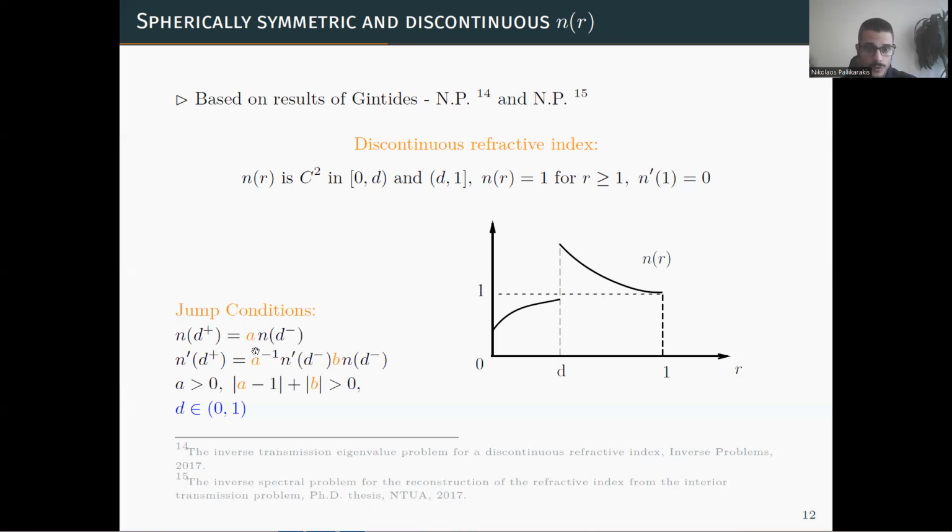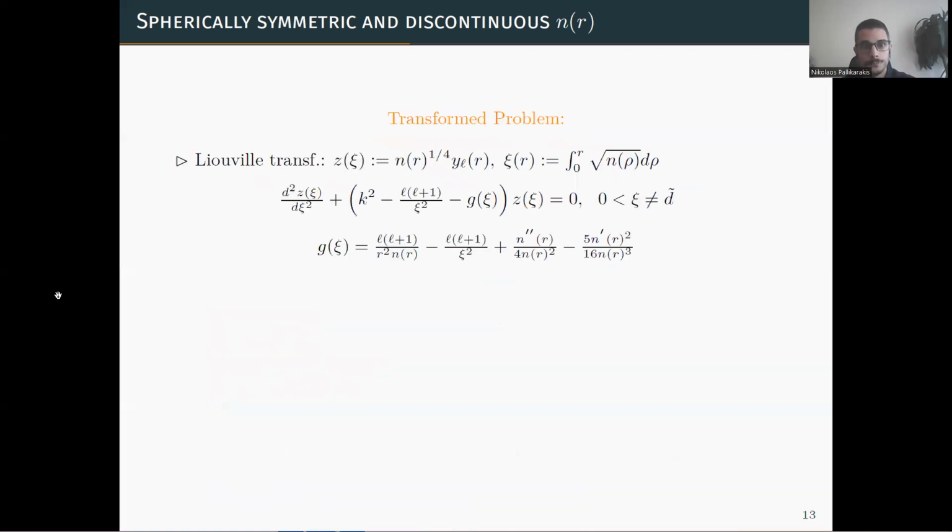We introduce these constants A and B, which secure that the refractive index is going to be discontinuous. And this is generally the typical jump conditions imposed in discontinuous eigenvalue problems. So briefly, some ideas we follow here. First, we have to transform the problem into a more convenient form, and this is done through the Liouville transformation.